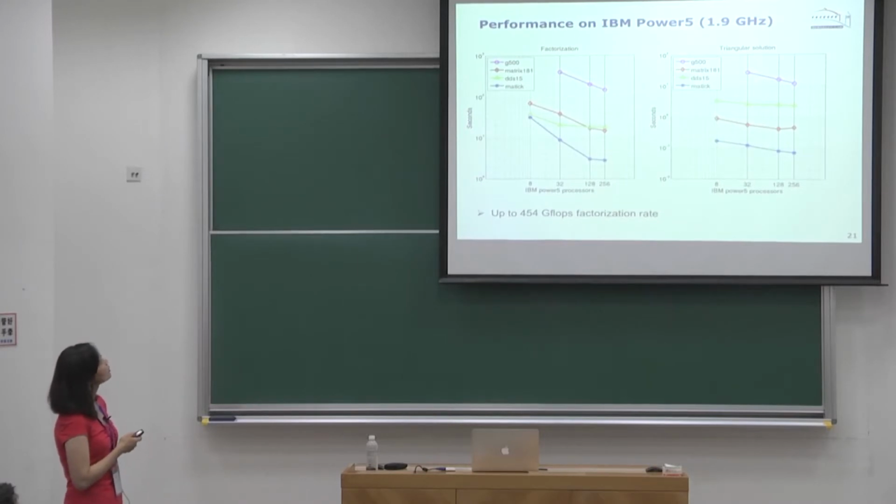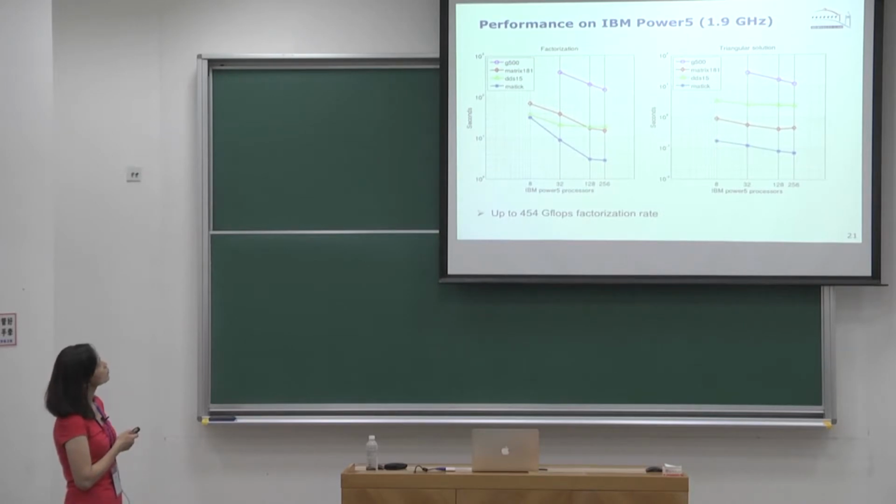And then the performance, on this, a few years ago, older machine. Again, if you look at the factorization time, the speedup, here is the time, depending on matrices. For this G500, it has a lot of fill. You get a very nice supernode structure, so you got almost a linear speedup, even from 32 to 256.